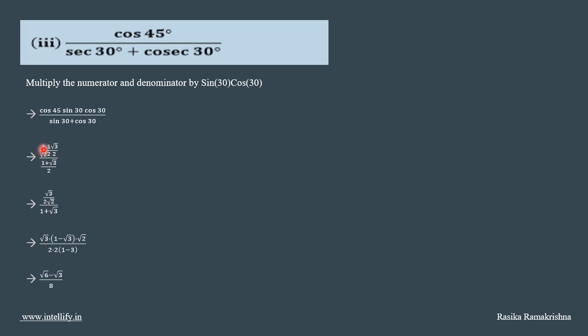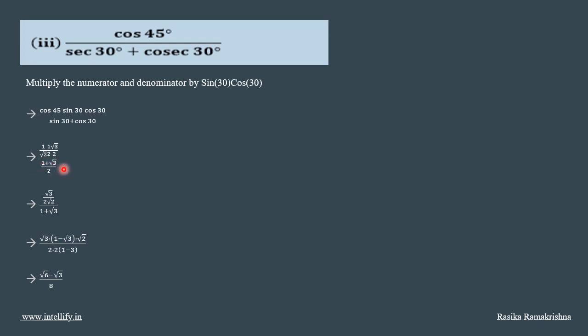So in the numerator we'll have 1 by root 2 times 1 by 2 times root 3 by 2, whole divided by 1 plus root 3, whole divided by 2. Why is this? Because 1 by root 2 is cos 45, 1 by 2 is sine 30, root 3 by 2 is cos 30, and we have, whole divided by, 1 by 2 to be sine 30 and root 3 by 2 to be cos 30. So now all that is left is for us to simplify.